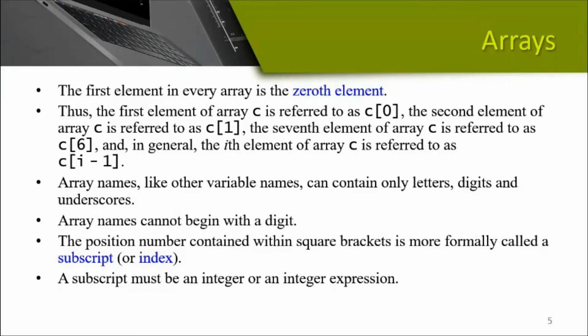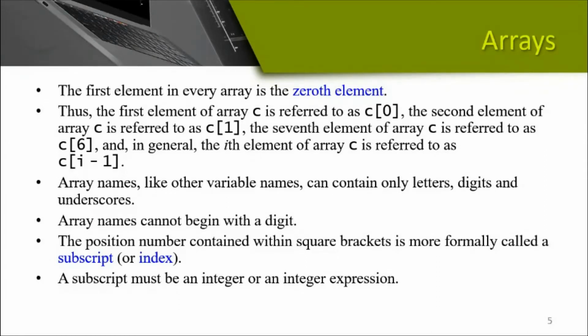Array names, like other variable names, should contain only letters, digits, and underscores. All the variable name conventions that we have studied are applicable for array names also. The array name cannot begin with a digit. The position number, contained within the square brackets, is also known as the subscript or the index.